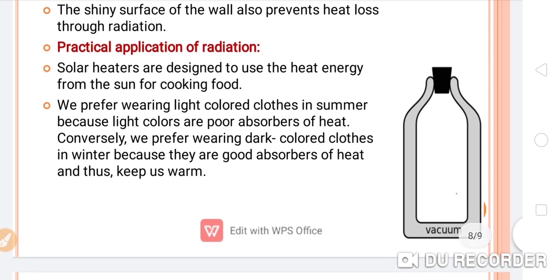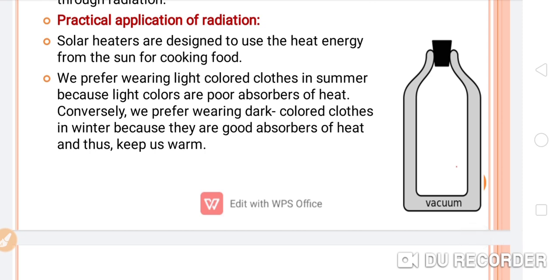Now next, practical applications of radiation. What are the practical applications of radiation? Solar heaters are designed to use the heat energy from the sun for cooking food. This is the first application. Now second, we prefer wearing light colored clothes in the summer because light colors are poor absorbers of heat. Conversely, we prefer wearing dark colored clothes in the winter because they are good absorbers of heat and thus keep us warm. So these are the practical applications of radiation.